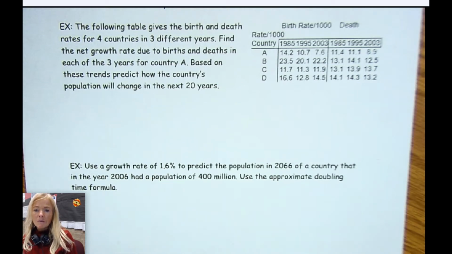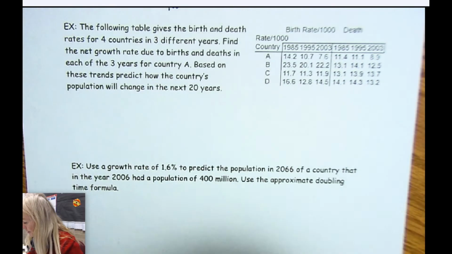But the following table, you have a table there. It gives the birth and death rates for 4 countries in 3 different years. Find the net growth rate due to births and deaths in each of the 3 years for country A. Based on these trends, predict how the country's population will change in the next 20 years. All right, so we have country A is what we're dealing with.